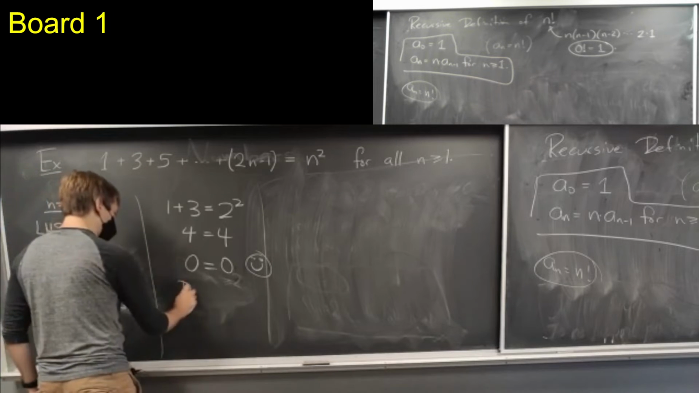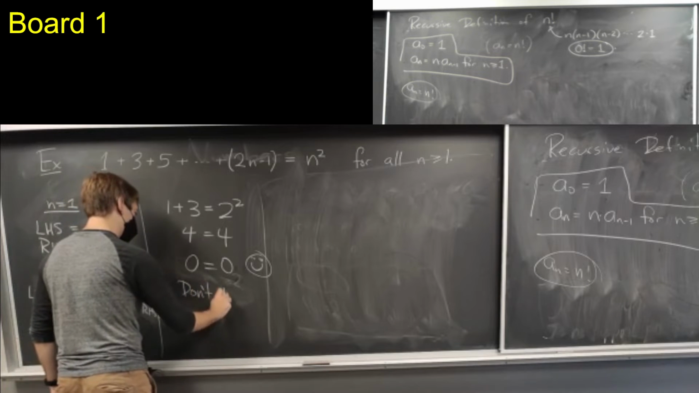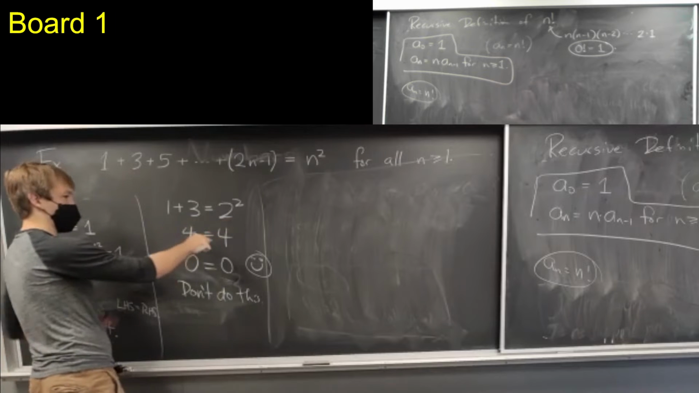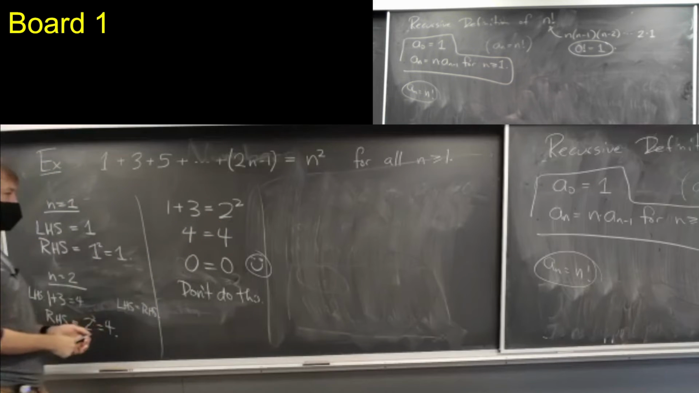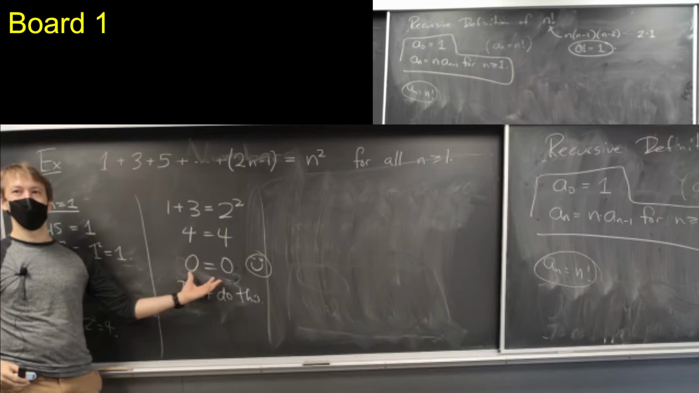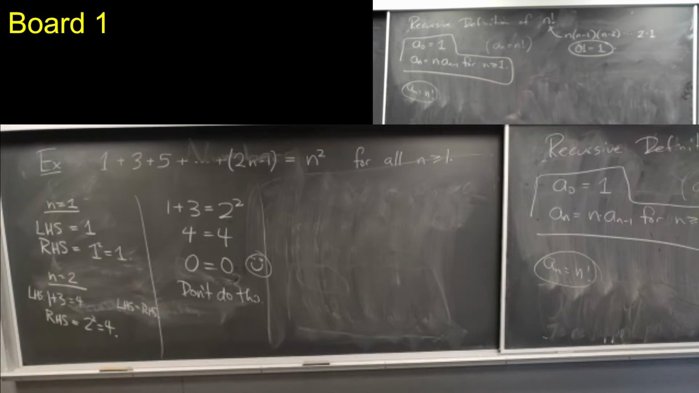So what I'm trying to say here is don't do this. Don't start out by writing what you're trying to prove and then simplifying both sides, because you'll end up proving 0 equals 0, but we already know 0 equals 0. That's not the point. Is it clear what I'm saying there? So a better way to do it is compute the left side, compute the right side, show that they're equal, and that proves it.